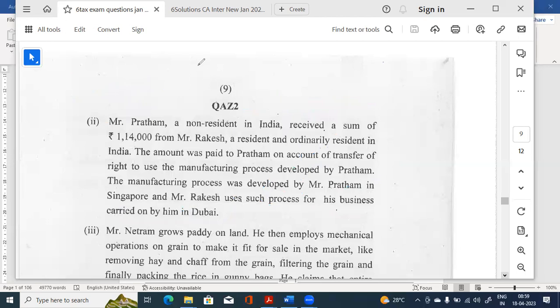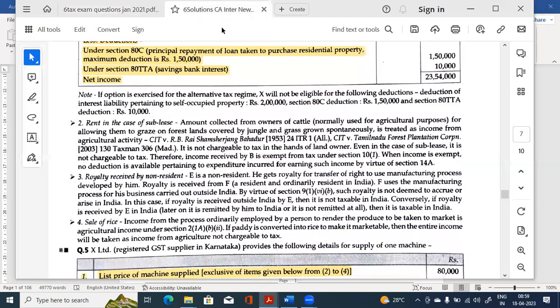Okay, let us look at the answer. Royalty received by non-resident. E is a non-resident. He gets royalty for transfer or right to use of manufacturing. Royalty is received from F, the resident or ordinary resident. This name here is Rakesh, and this one will be Pratham. F uses, that is Rakesh, is using manufacturing for his business outside India. By virtue of this, royalty is not deemed to accrue in India. In this case, royalty is received outside India by E. Then it is not taxable in India.